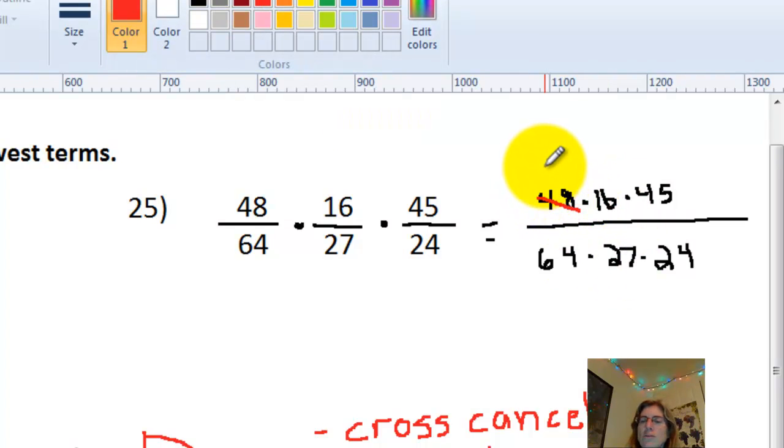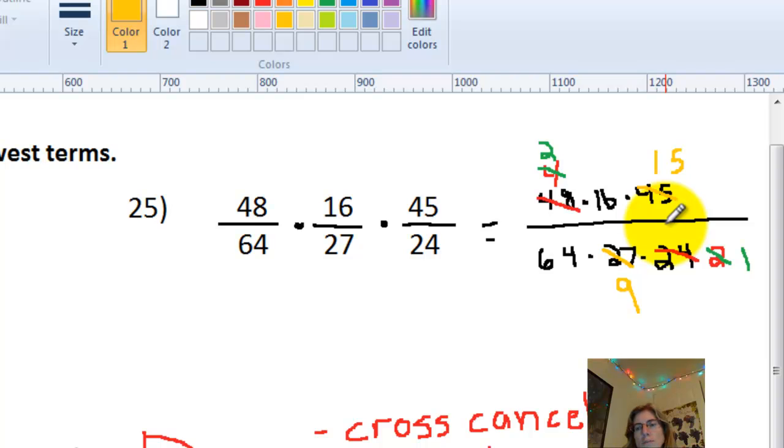12 goes into 48 4 times. 12 goes into 24 2 times. Well, I can keep going with my reducing on that problem, and we'll just choose other colors. 2 into 4 is 2. 2 into 2 is 1. Now we can look at 45 and 27. 3 goes into 45 15 times. 3 goes into 27 9 times.